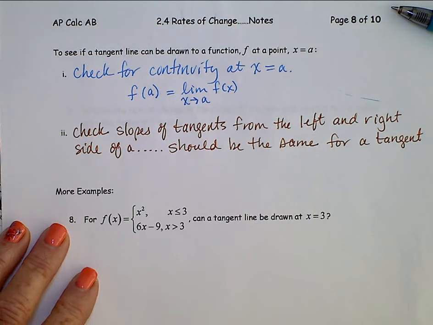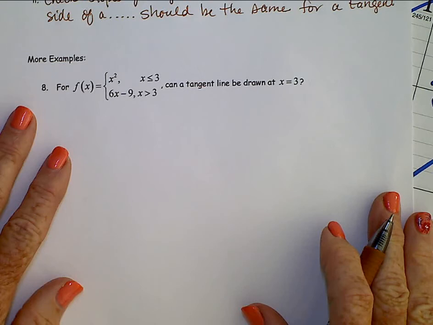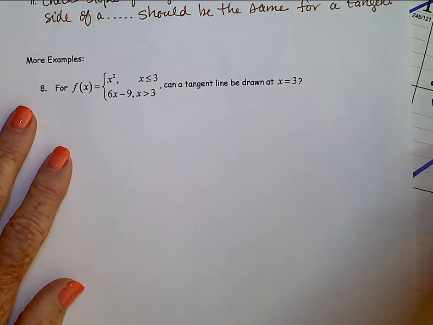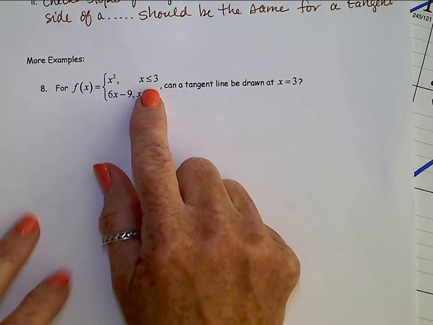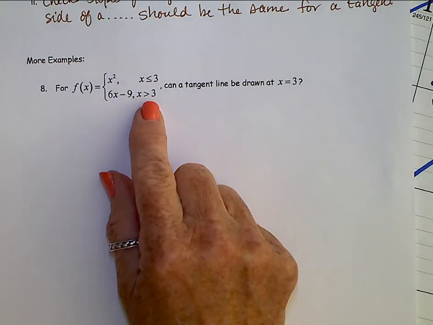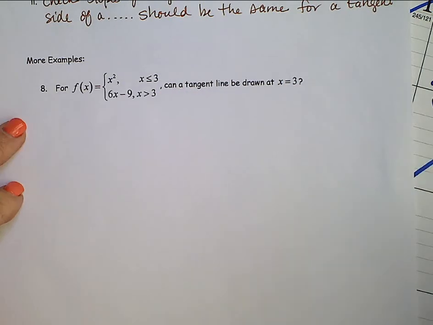Let's take a look at this example. For this function, f of x is x squared when x is less than or equal to 3, and 6x minus 9 when x is greater than 3. We want to know, can a tangent line be drawn at x equals 3?